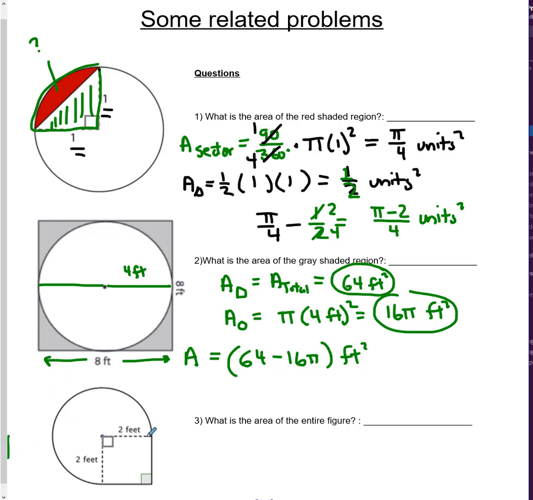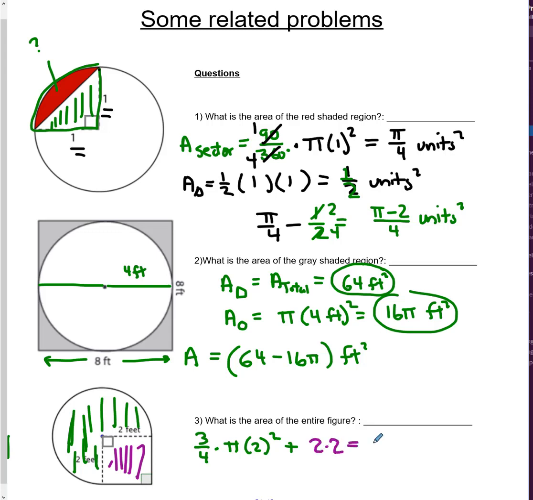Okay, the last one's not too hard. You should be able to figure this out. So it's basically what? This part of a circle. Okay. What is your entire figure? So it's that part of a circle. What is that? Well, that's 3/4 of a circle, right? And the area of the circle would be pi r squared. R is 2, so 2 feet squared, right? Okay. But it's not a full circle. And then plus what? Plus this region down here, which I'll do in purple. And that's just a square. So plus base times height. So plus 2 times 2, which is 4. And that's the whole thing.